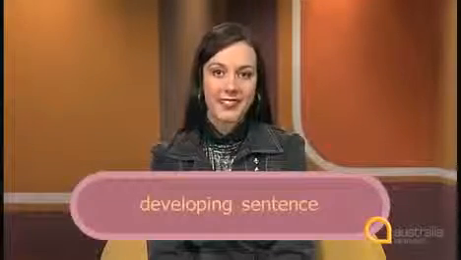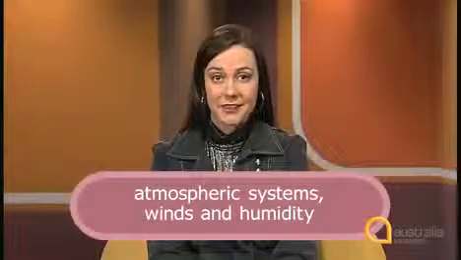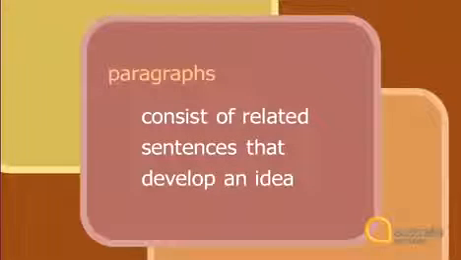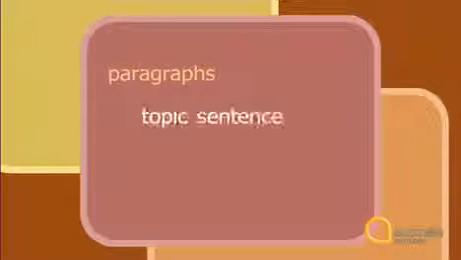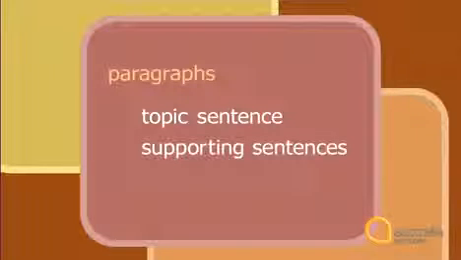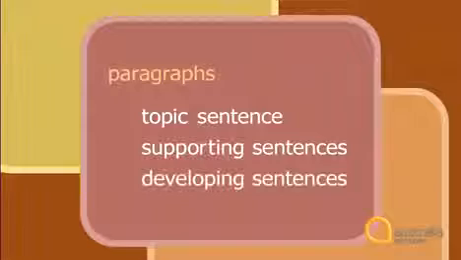Jim clarifies the information in a developing sentence. He tells us that clouds affect atmospheric systems, winds, and humidity. Let's summarise how paragraphs work. Paragraphs consist of related sentences that develop an idea. The idea is introduced in the topic sentence. The idea is supported in the supporting sentences. The idea is further developed with examples or clarification in the developing sentences.